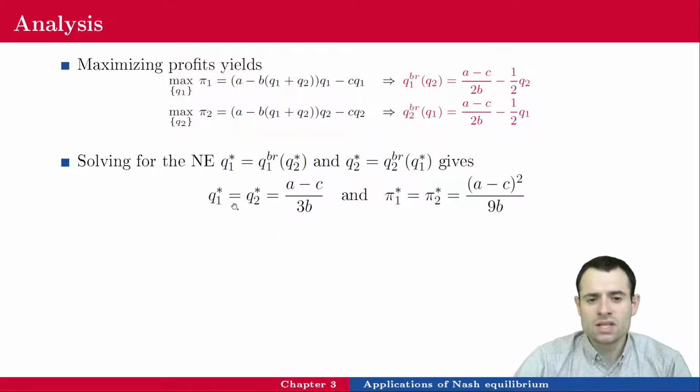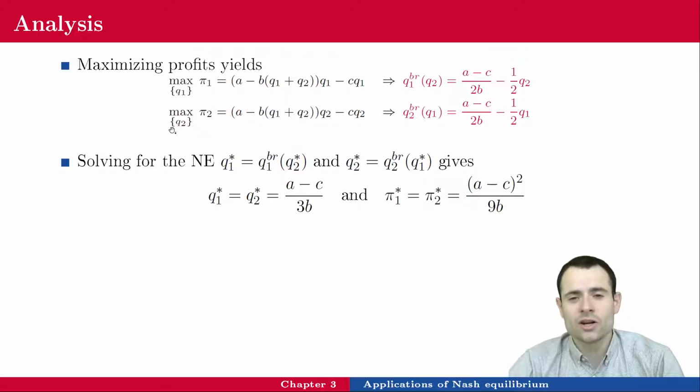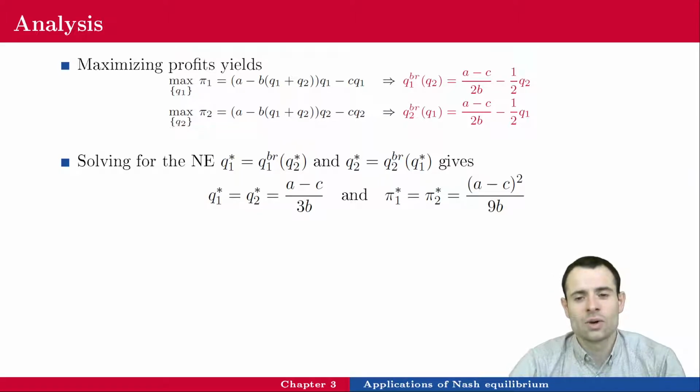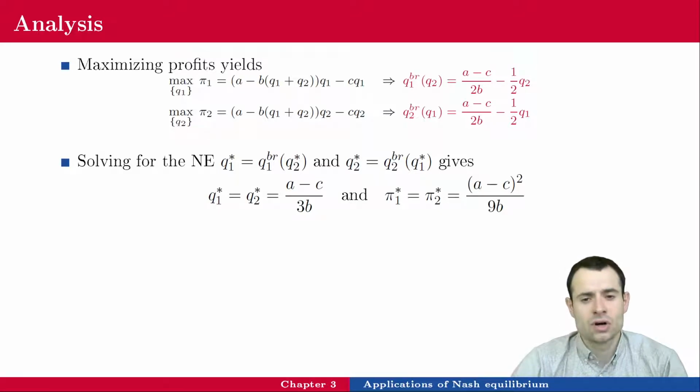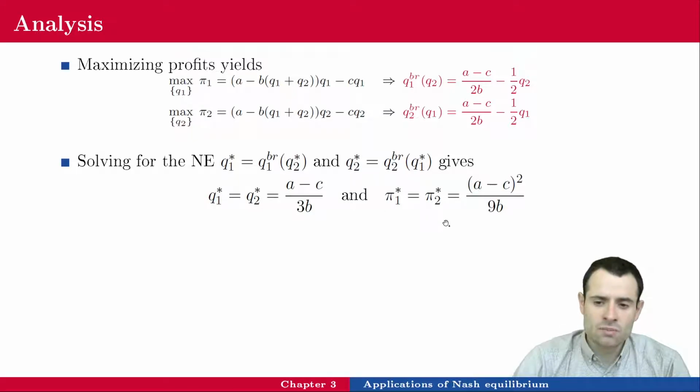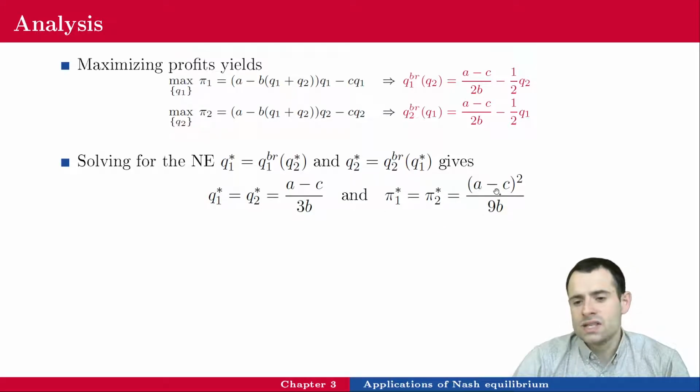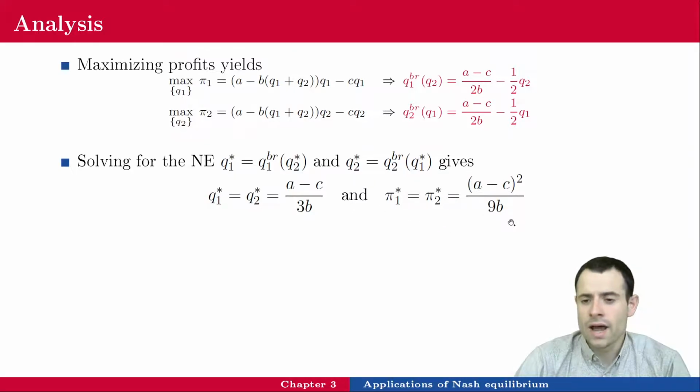Once you get the quantities, you can plug them into your profit function and see what the payoffs are going to be at the Nash equilibrium. Again, it is going to be symmetric because the marginal costs are the same, and the profits are going to be equal to A minus C squared over 9B.